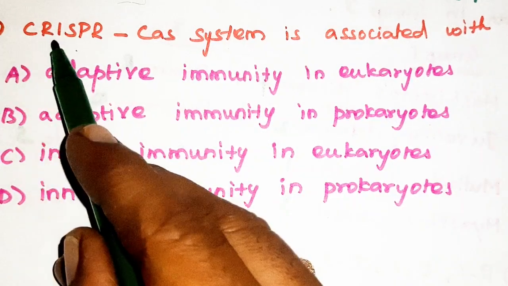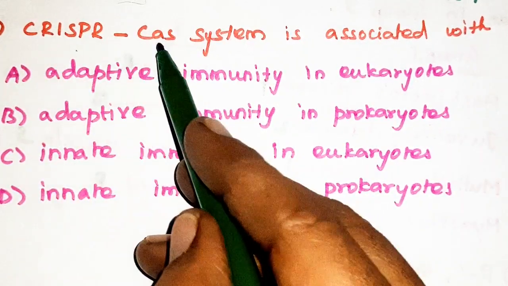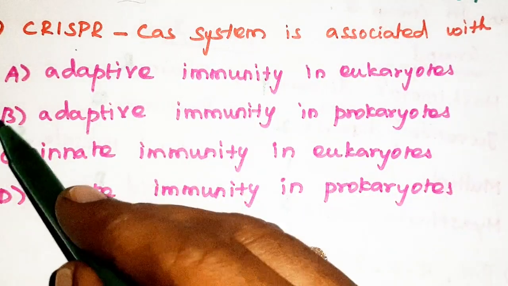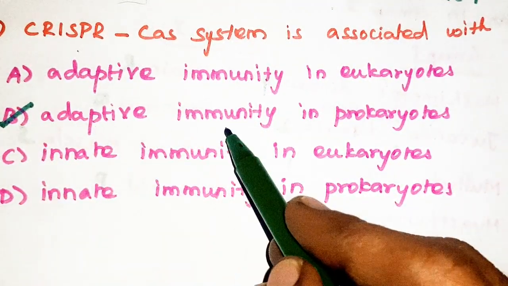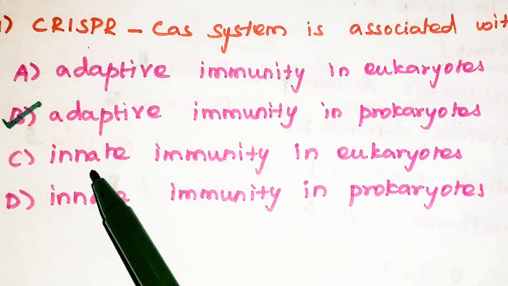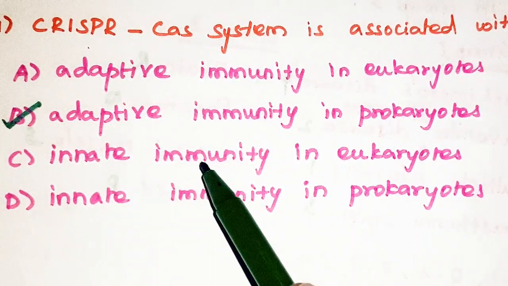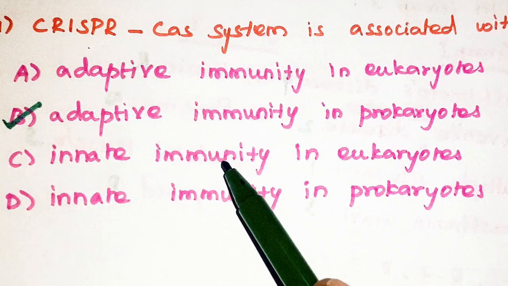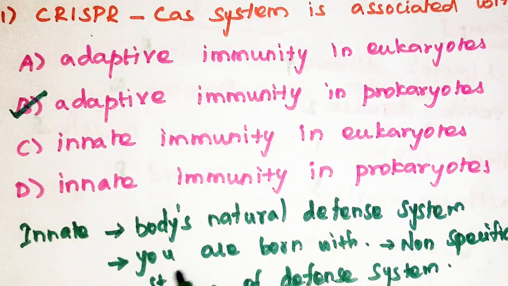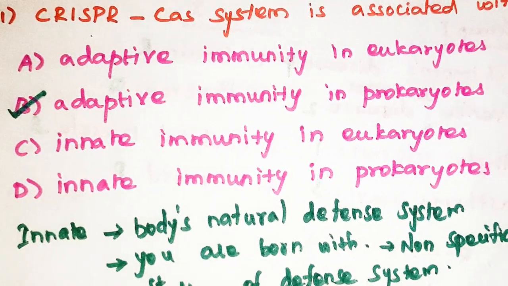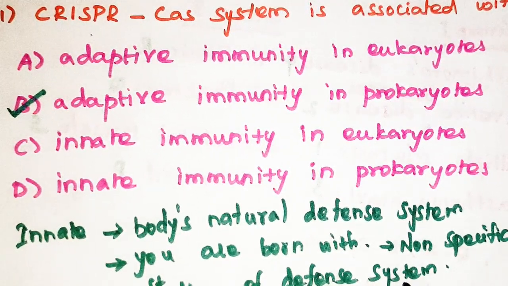Okay, next question is CRISPR, that is, the CRISPR-Cas system is associated with. So the system is associated with option B, that is, adaptive immunity in prokaryotes. Let's see first what innate immunity and adaptive immunity are. Innate immunity is the body's natural defense system that you are born with. It is not specific, and it is the first line of defense. This system protects our body from the pathogen once it enters the body.